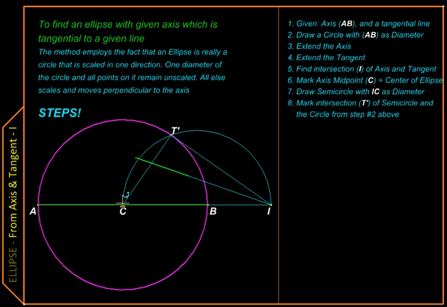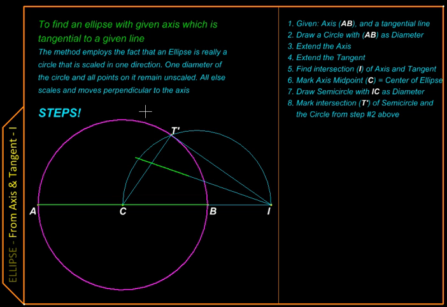But C is the center of this circle, T dash is a point on it, so CT dash is the radius, and perpendicular to that will be a tangent. So in other words, we have constructed a tangent IT dash to this circle. You might have guessed what we are going to do.